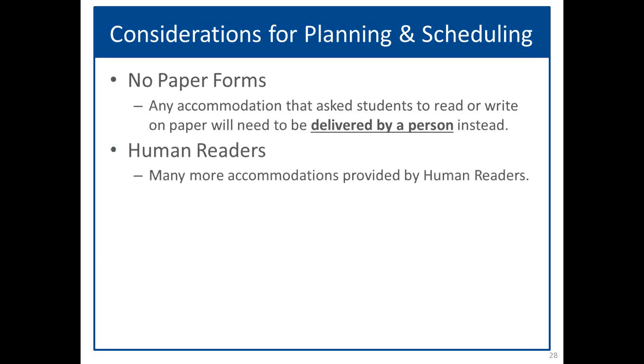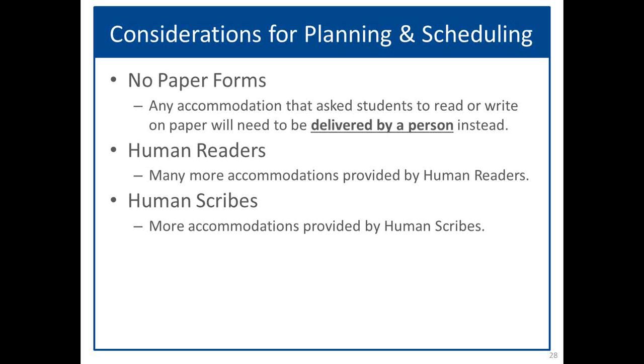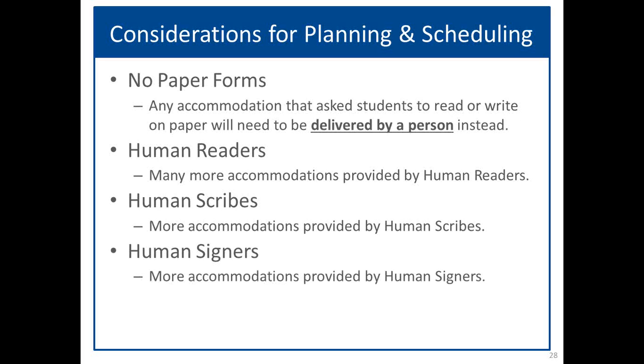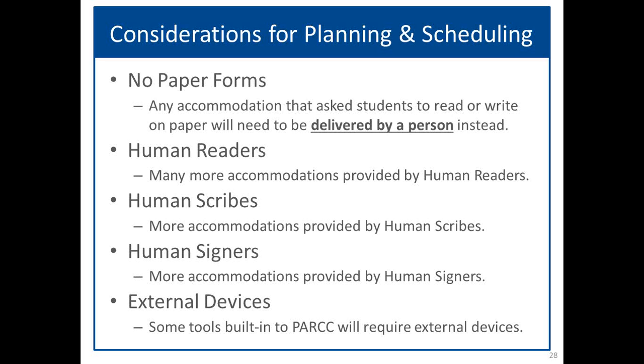For DC Science, you will see, based on the previous list, that there will likely be a much heavier use of human readers for you to consider. And that definitely impacts the way that you plan and schedule this assessment. Similarly, you will likely have a heavier use of human scribes, human signers as well. And you will need to consider the places where you will need to have an external device, because things like a calculator or a notepad will not be built into the platform.